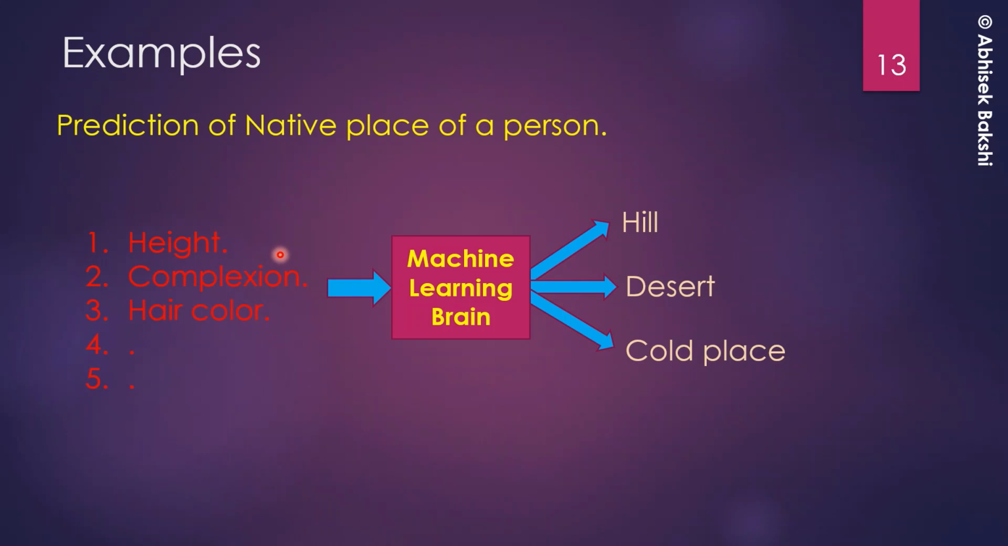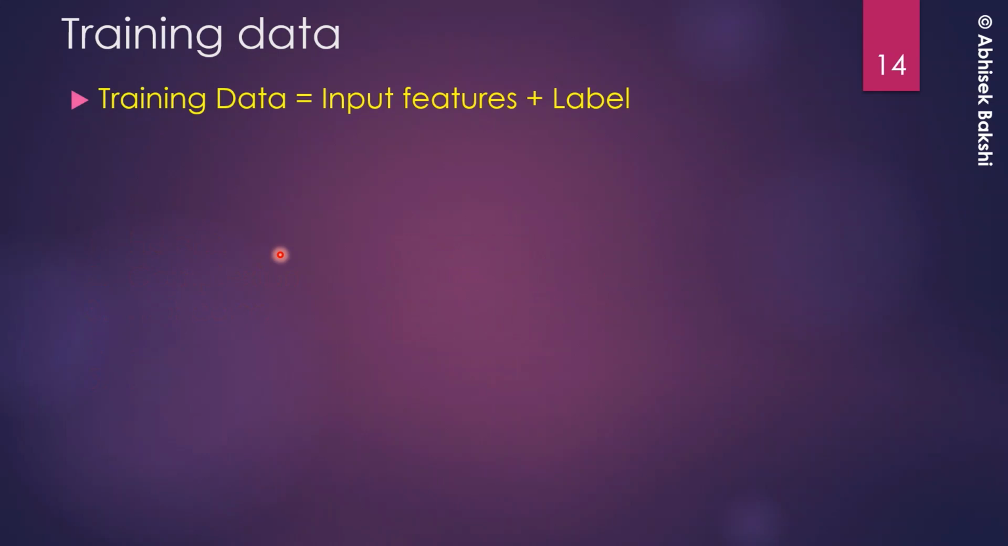Now let's try to understand what we actually have in the data that is basically used to teach these machine learning black boxes. So you see here, what is training data? Training data means the data by which I give training to the model. As simple as that, right?